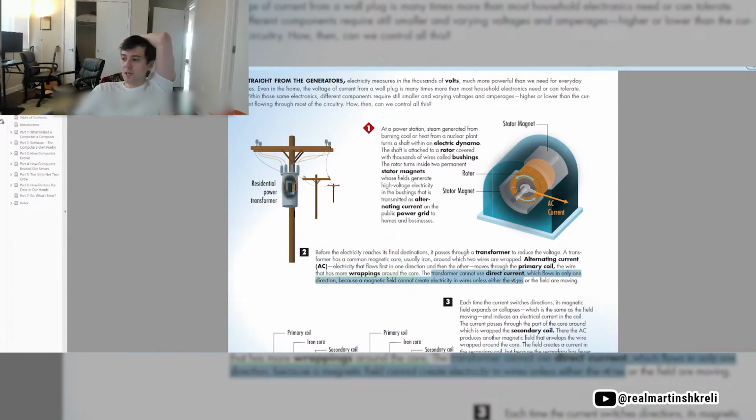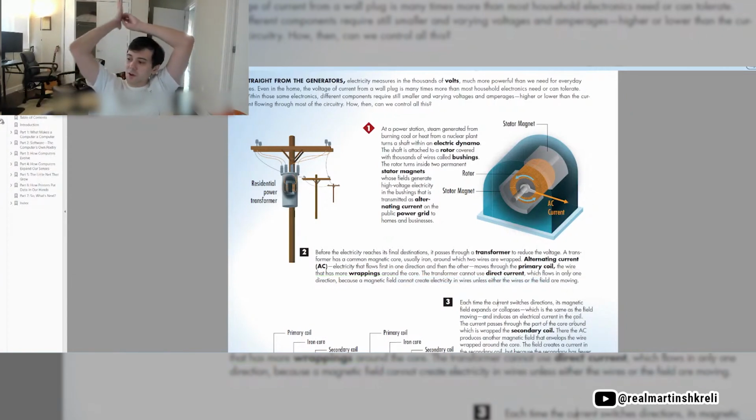The transformer cannot use direct current, which flows only in one direction, because the magnetic field cannot create electricity in wires unless either the wires or the field are moving. Interesting. Each time the current switches directions, its magnetic field expands or collapses, which is the same as the field moving, and induces electric current in the coil.